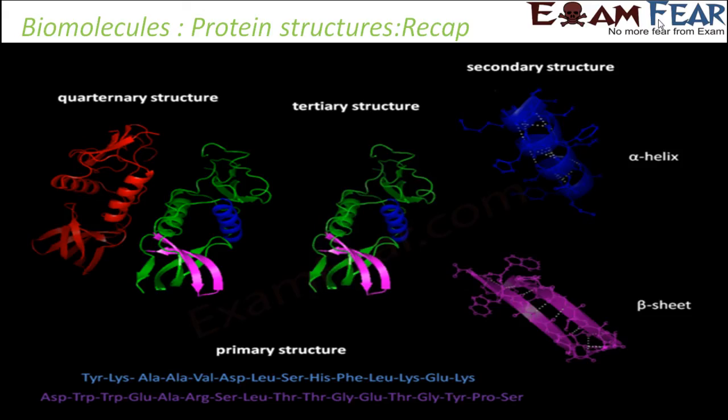Quick comparison of all the four structures. When we talk about primary structure, it is just the sequence of amino acids, that's it. Talking about the secondary structure, the sequence gets coiled in this fashion to form a helical structure, or it forms a pleated structure like this. Tertiary, this gets further folded. Quaternary, two such polypeptide chains are there, like this red one and this green one, and then they are joined by hydrogen bonds. So that forms the quaternary structure.